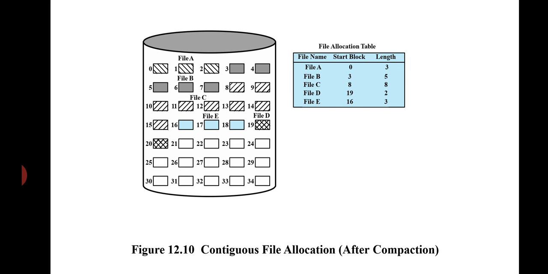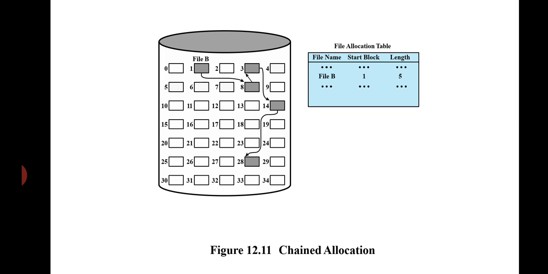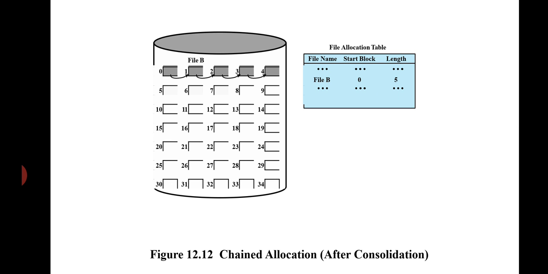Then come to the continuous file allocation. After compaction, the files will be in sequence. So it is 3, then 5, then 8, then 2, and these are the remaining space blocks available for storing the data. Then come to chained allocation. Chained means linked list. File 1 is connected to this, then this one, just like your linked list. That is called chained allocation. After consolidation in chained allocation, the files will be in sequence.